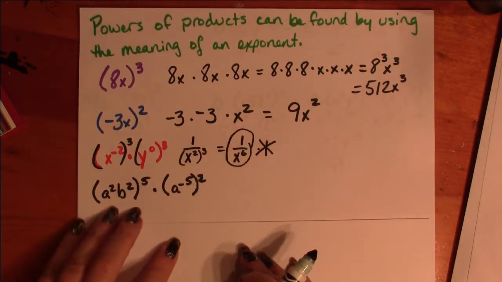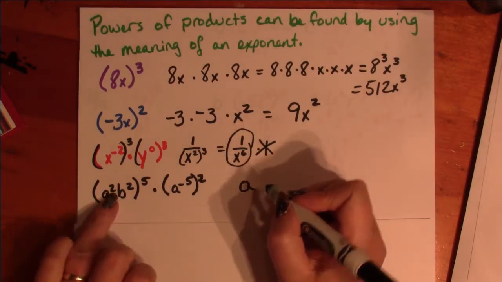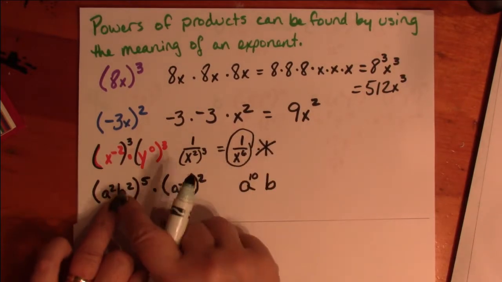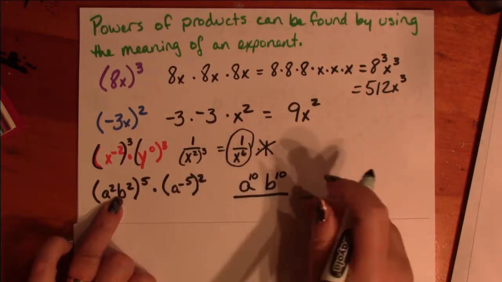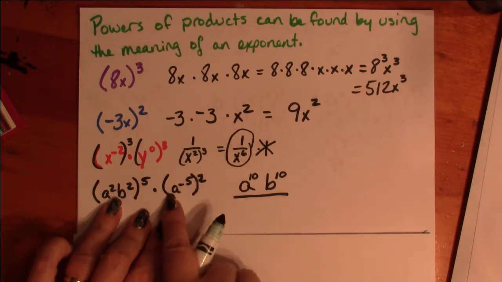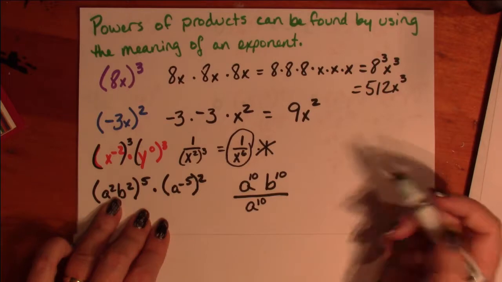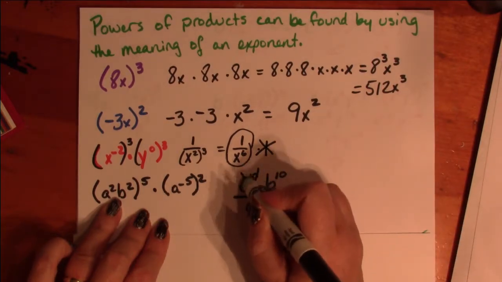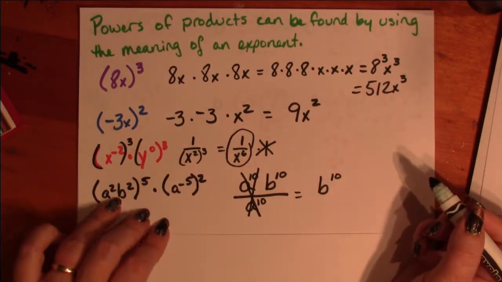Here we go. This looks like fun. This is going to be a to the 2 times 5, which is 10, times b to the 2 times 5, which is 10. And this all goes on the denominator. The negative takes me to the denominator, and this is a to the 5 times 2, which is 10. Now I've got an a to the 10 up here and an a to the 10 down there, and all 10 of those a's are going to cancel, so our final answer is going to be b to the 10th.